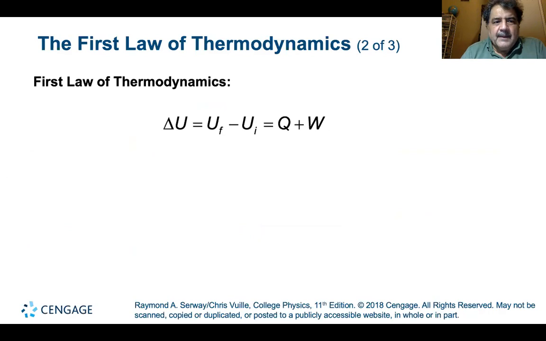So the first law of thermodynamics is that the change in energy, U final minus U initial, equals Q, the energy put into the system, plus the work. That is the first law of thermodynamics. Delta U is equal to Q plus work.